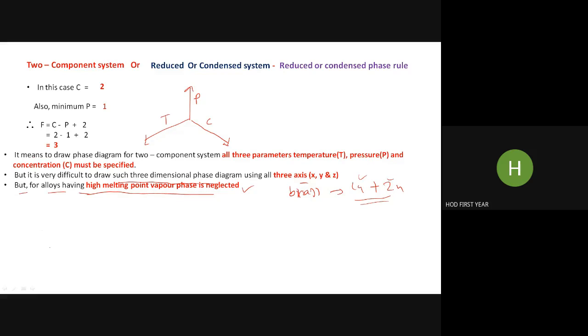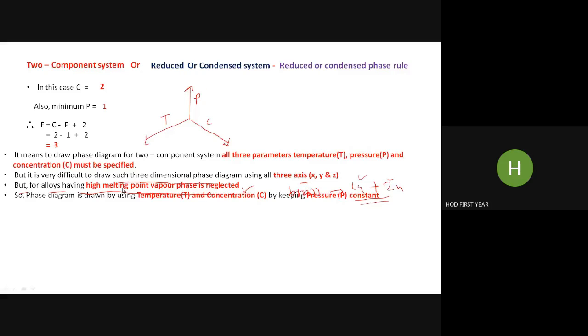But for alloys having high melting point, vapor phase is practically neglected. It means we don't vaporize them while studying. We just go on melting them, so either solid or liquid phase will be there. No vapor phase will be there, and no vapor phase means nothing to do with the pressure. So the phase diagram is drawn by using temperature and concentration by keeping pressure constant. Pressure is not a variable because we don't vaporize these alloys.